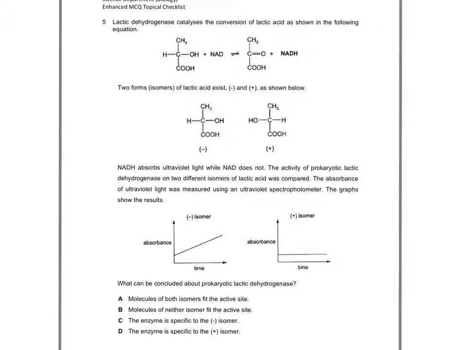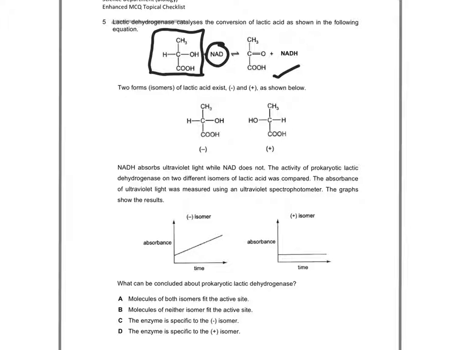Okay, this is an enzyme question. The enzyme involved is known as lactic dehydrogenase, right? So what does lactic dehydrogenase do? It catalyzes the conversion of lactic acid as shown in the following equation. So we know that this is lactic dehydrogenase, and what happens is, in the presence of NAD, it will give you a product that looks like this.